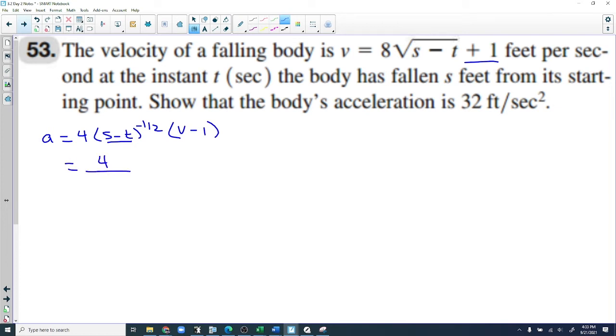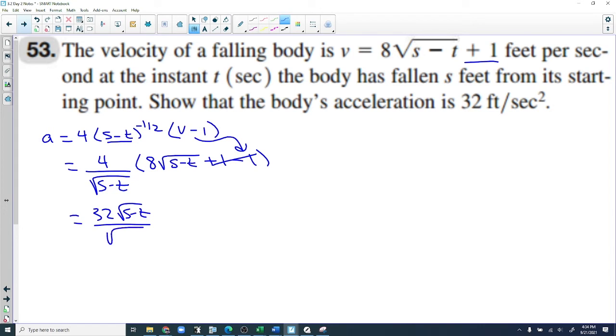Well, that's 4 over the square root of (s minus t) times the velocity, which is 8 square root of (s minus t) plus 1, and then minus 1. So that minus 1 is right there. So then the 1 and minus 1 cancel. We have 32 square root of (s minus t) over square root of (s minus t). That is 32.